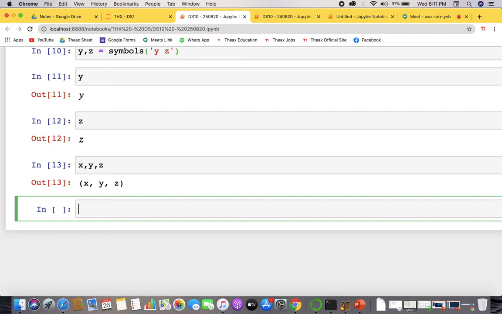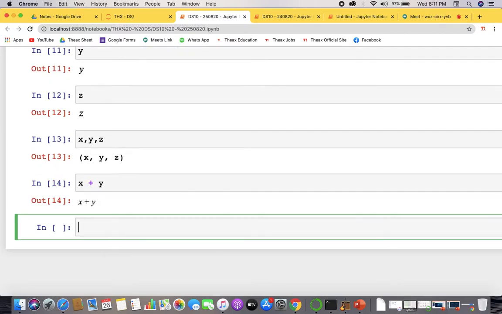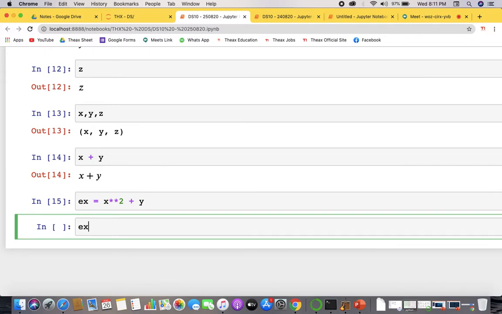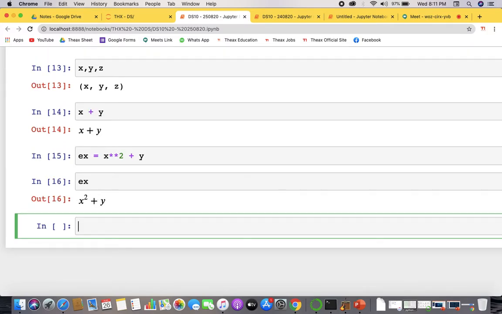Now to make an expression, right? To make an expression, there must be some LHS, some RHS. So let's say a very common expression, x plus y equals something. So we'll write x plus y. So let's say ex equals x square plus y. So we see our expression would be x square plus y. A very basic thing to just represent in the code. Okay, that could be our expression value.